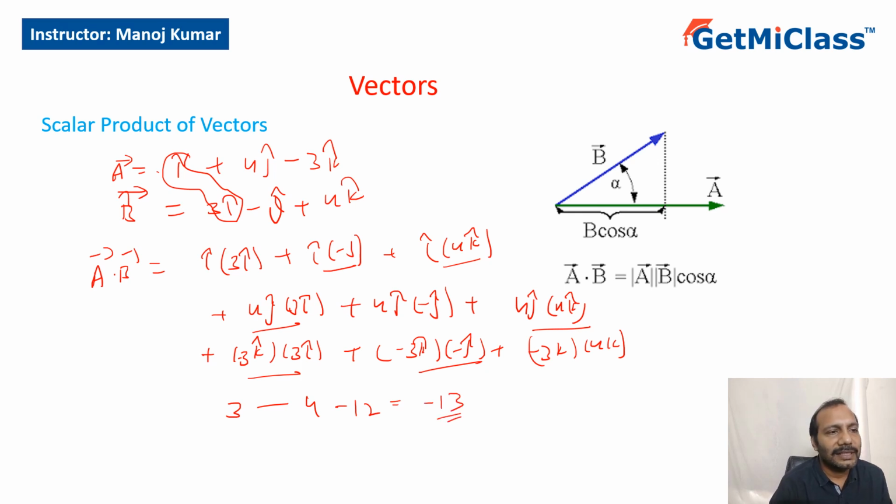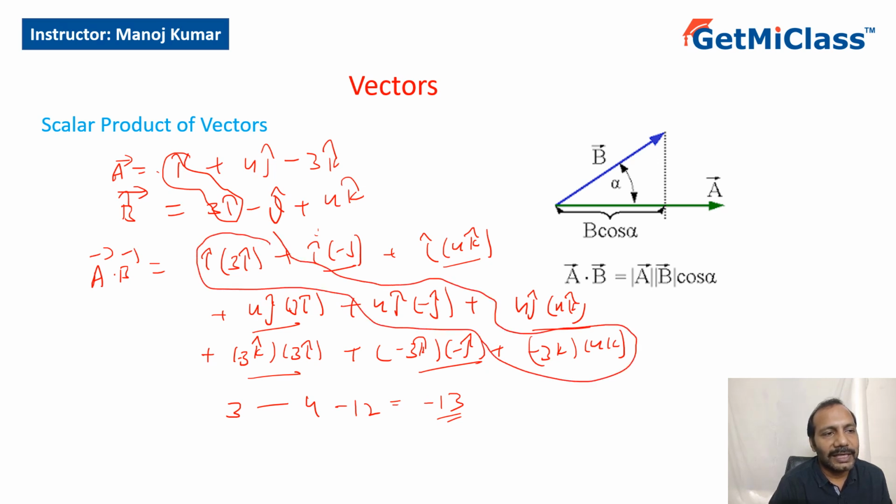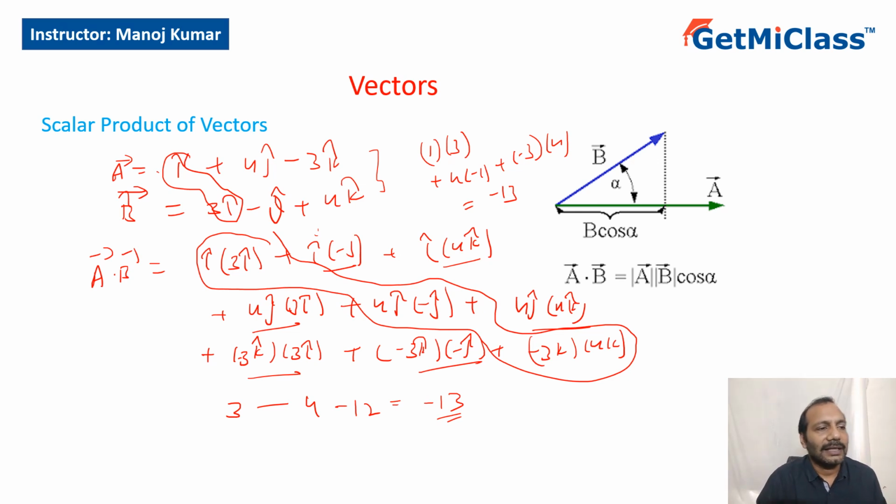So that means I don't have to write all these terms. Only these are the non-zero terms. So I can directly multiply the coefficients itself. I can directly write it as 1 into 3 plus 4 into minus 1 plus minus 3 into 4. You'll get the same answer, minus 13. You don't have to write all these things. So in this way, we can find the scalar product of three-dimensional vectors also.